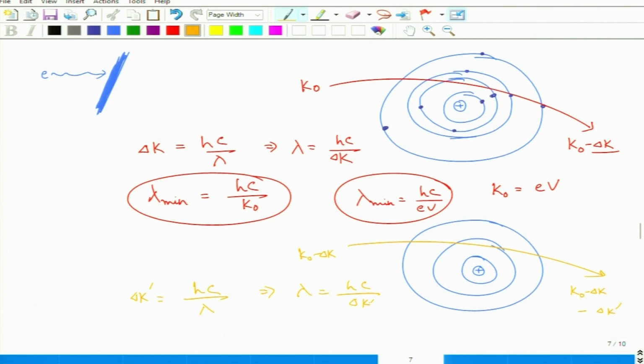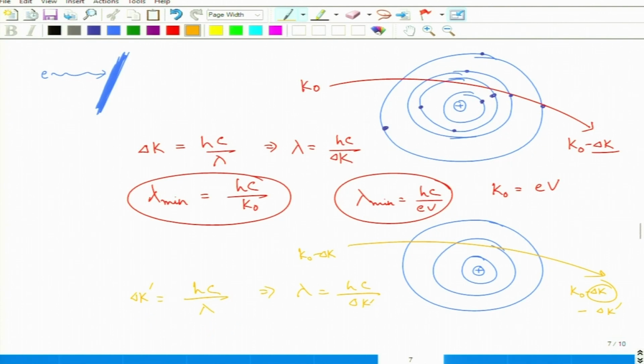So there are several collisions. We can say we will have all kinds of lambdas because there are millions of collisions and millions of del k. So millions of wavelengths will be emitted. Again, not only one electron is bombarded, right? Cathode ray is a flow of electrons. So you can expect that lots of electrons are colliding with lots of atoms, not one time but several times.